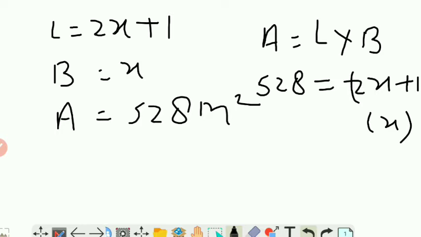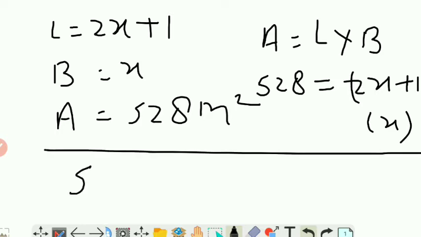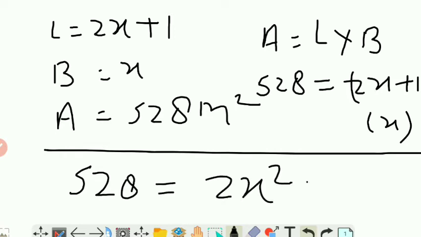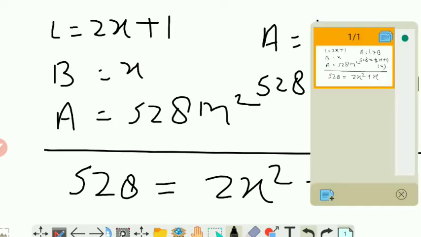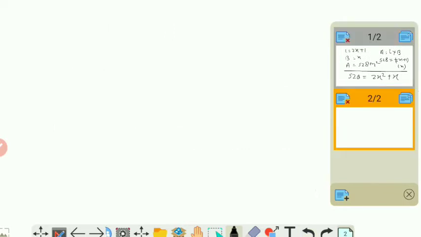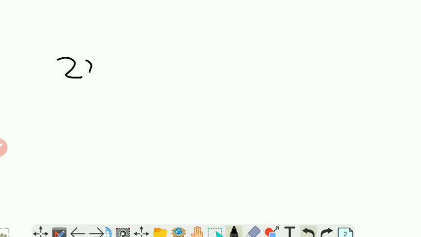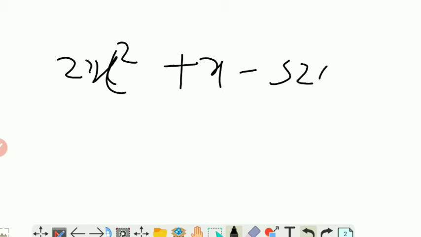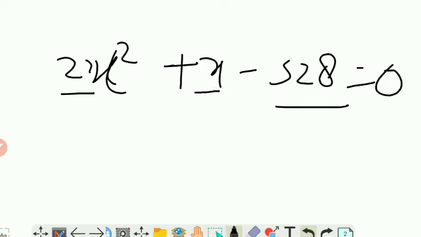So we need to multiply, so we will get here 528 is equal to 2x square plus x. So what quadratic equation will we get? We will get 2x square plus x minus 528 is equal to 0. This is the quadratic equation which is given in standard form, where a is equal to 2, b is equal to 1, c is equal to minus 528. So like this we will prepare the quadratic equation.